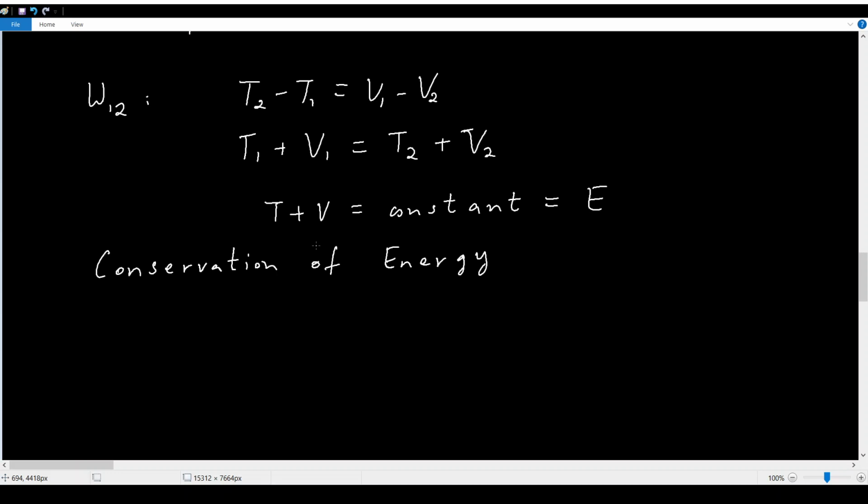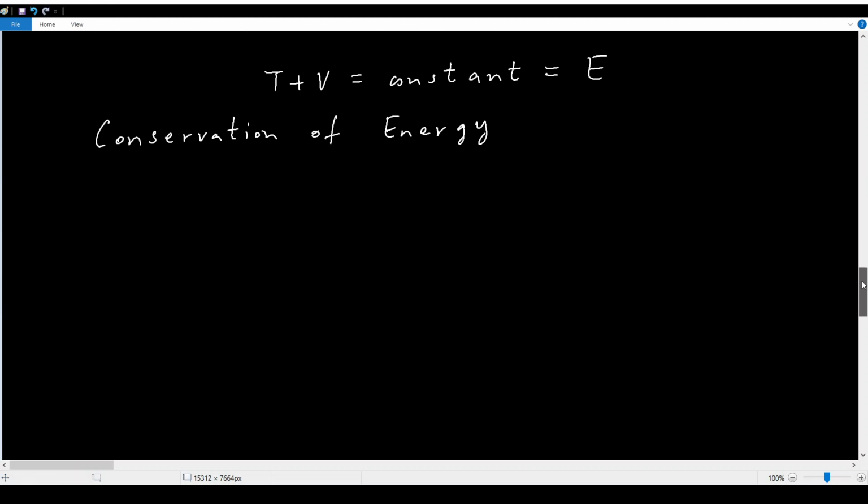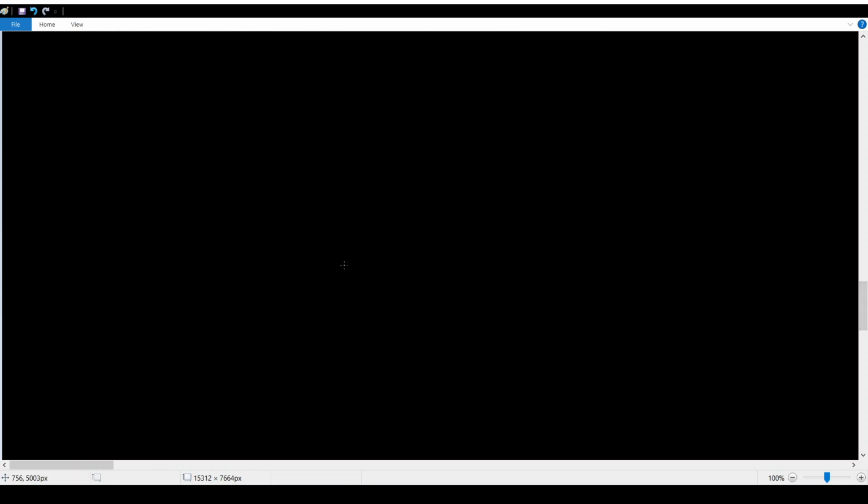Okay, so this was the mechanics, or the Newtonian mechanics, of a single particle. Let's go further and look at the Newtonian mechanics of a system of particles. So, in general, we won't be just looking at one particle, right? We'll be looking at many particles. So, let's look at the mechanics of a system of particles.